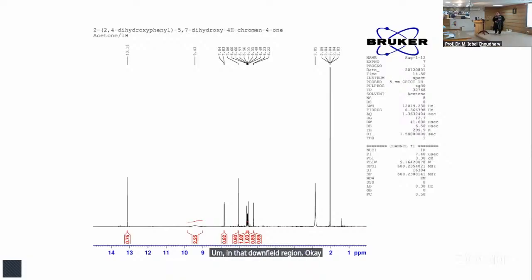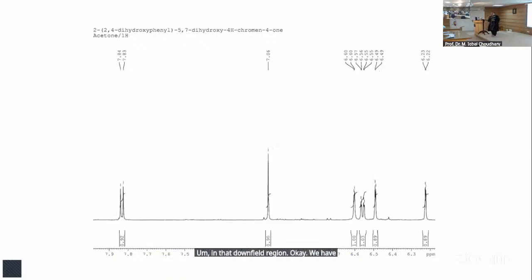Okay. We have these two words, upfield and downfield. The number should be big numbers, or something is high. But no, the high we will discuss later. Let's move forward. Okay. All right.